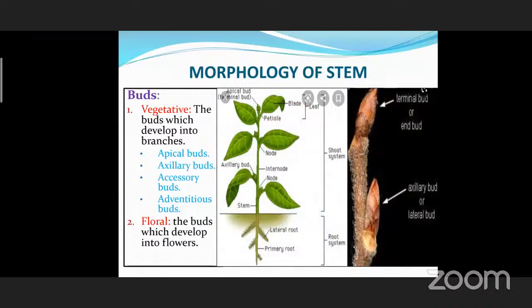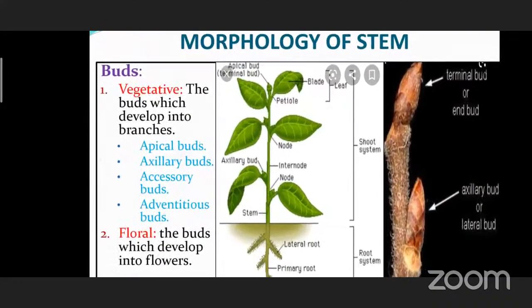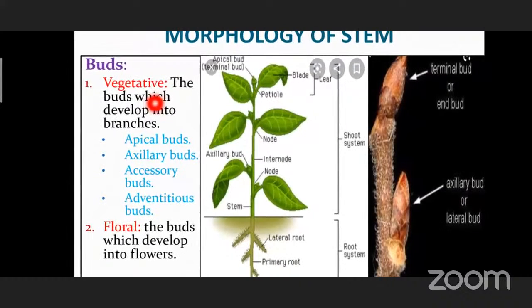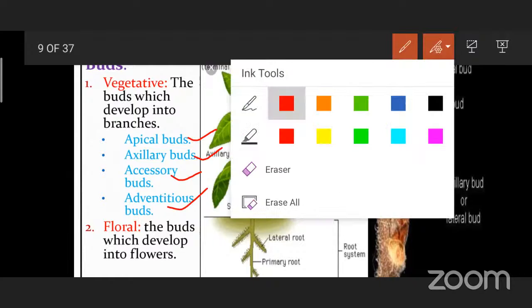The stem has some buds. These buds are of two types. First one, vegetative bud, and second one, floral bud. So what is a vegetative bud? The bud which develops into branches. The vegetative buds are of four kinds: first one, apical bud, second one, axillary bud, third one, accessory buds, and fourth one, adventitious buds.